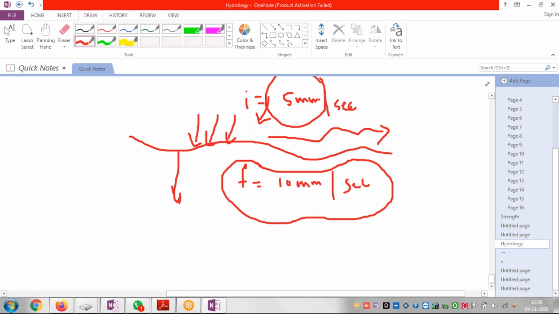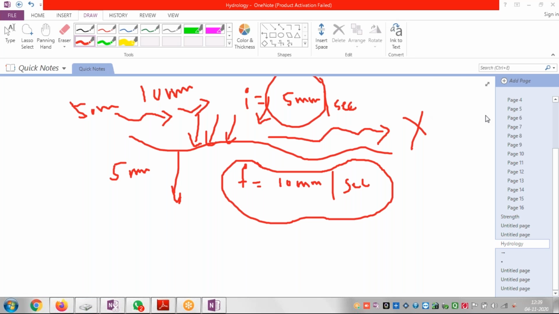Means whatever the 5 mm rainfall came, the whole 5 mm is absorbed by the soil, which means there is no runoff. But if it is reversed, with 10 mm rainfall intensity and 5 mm absorbing capacity, what does it mean? The remaining 5 mm will flow on the earth surface. Is this clear?